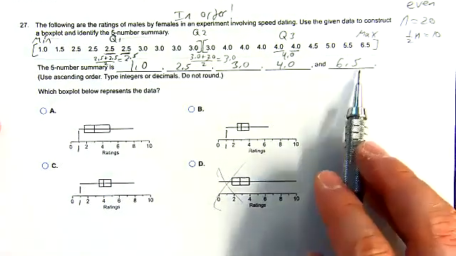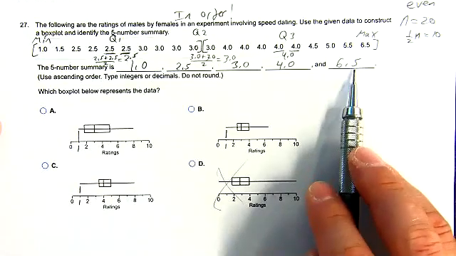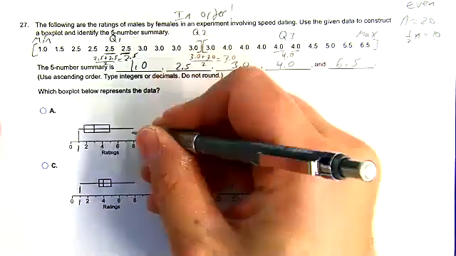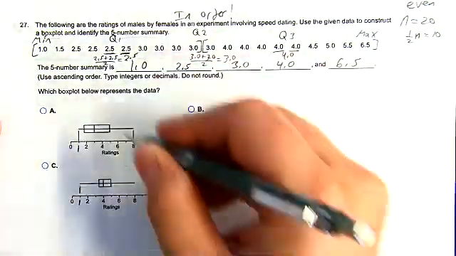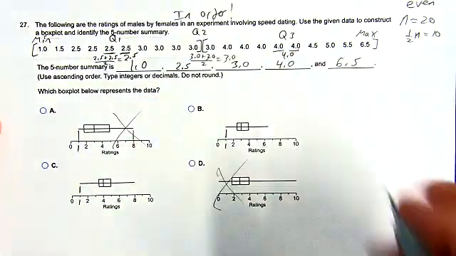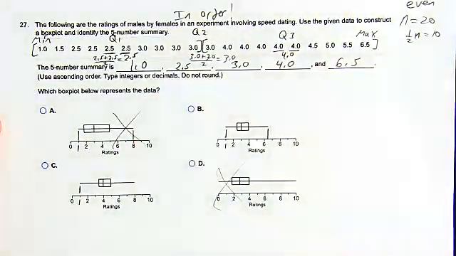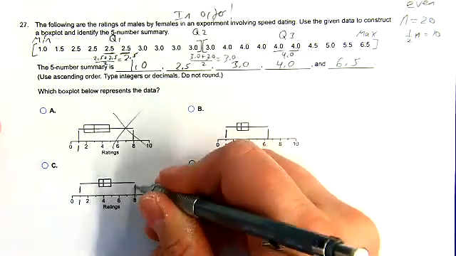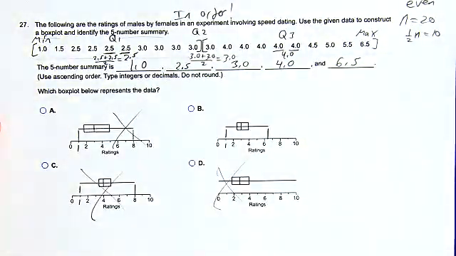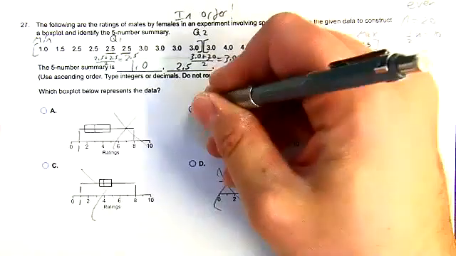Let's go with the maximum. It's actually easier to see the minimum and maximum. So 6.5. So this one goes all the way to 8. So he's now out. This one goes to 6.5, so that could work. This one goes to 8, so it's out. So with just checking 2 numbers, it's got to be B.